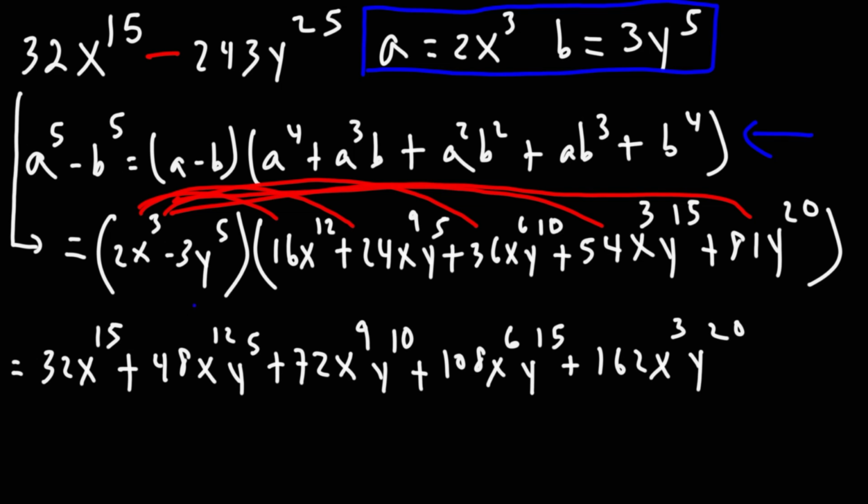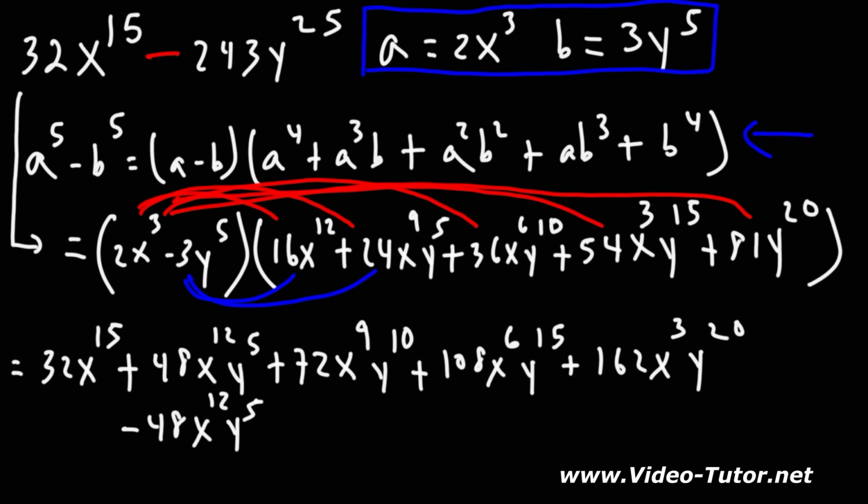Now, let's move on to negative 3y to the 5th power. So let's multiply those two. Negative 3 times 16, that's going to be negative 48. Here we have 12 x variables, 5 y variables. So this will be x to the 12th, y to the 5th power. Next, let's multiply those two. Negative 3 times 24 is negative 72. Here we have 9 x variables. And here we have 5 and 5, so 10 y variables total.